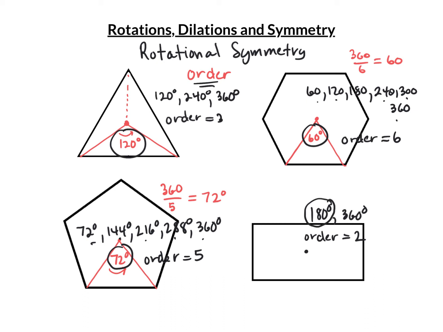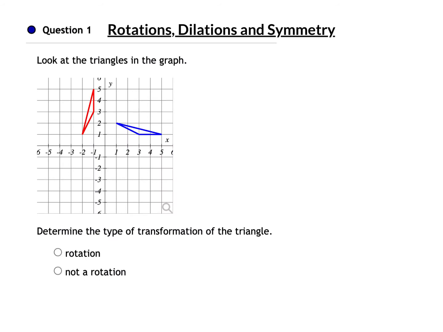The last thing I need to point out about rotational symmetry is that every figure has 360-degree rotational symmetry, so it does not count. If that's all you have is 360 degrees, then you don't have any rotational symmetry. The rest of this video is questions from your assignment.